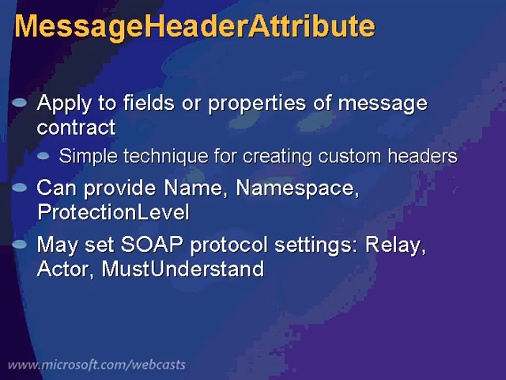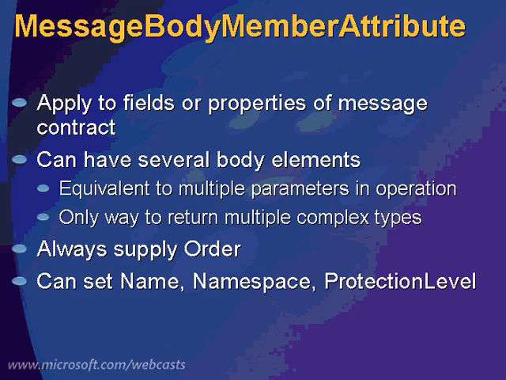The next slide talks about the MessageBodyMember attribute, which you apply to fields or properties that will be parts of the body of the message. Now, what's the body of the message? Well, when we receive parameters to a service operation, there might be 2 parameters. Those would be 2 body members. When we return from a service operation, there's only ever one return. It's whatever the complex type is you put. But if you use a message contract, you can return multiple types and organize them as message body members. And you should supply the order, and you can supply, again, custom namespaces and protection levels for each and every body element.